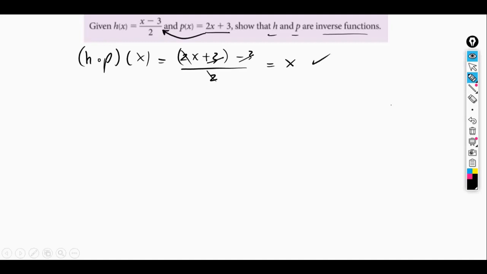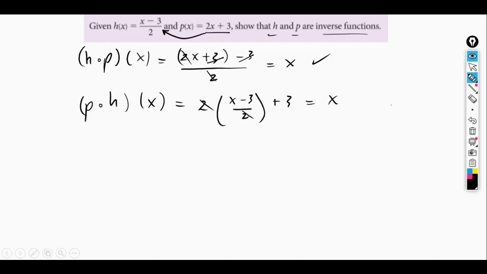So the first condition is there, but we also have to test for the other way around. So we have to do p of h of x. And then we're going to have to plug in h of x into p of x. So that's going to be 2 times x minus 3 over 2 plus 3. And this also is obviously going to give us x. As you can see, this and this will cancel out. And then we're going to be left with minus 3 plus 3. And finally, there's only x. Therefore, h and p are inverse functions.